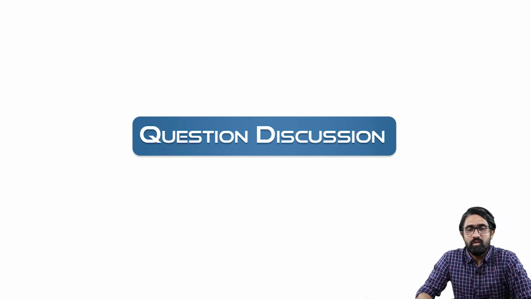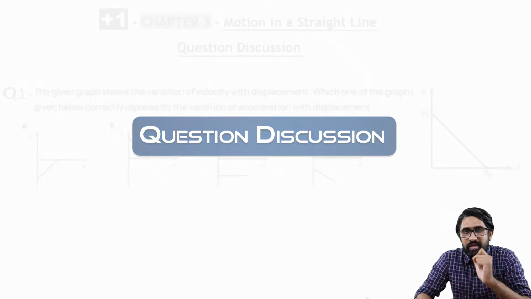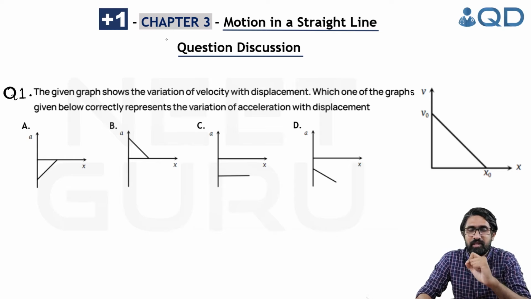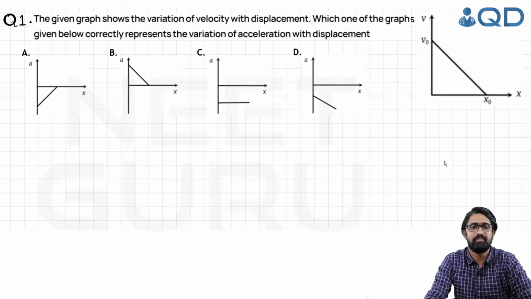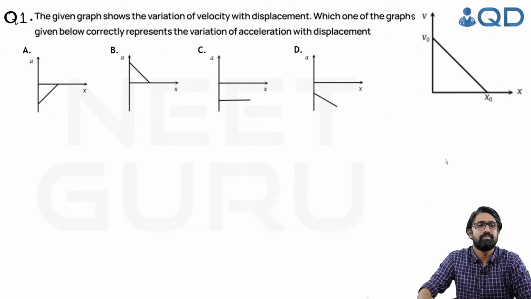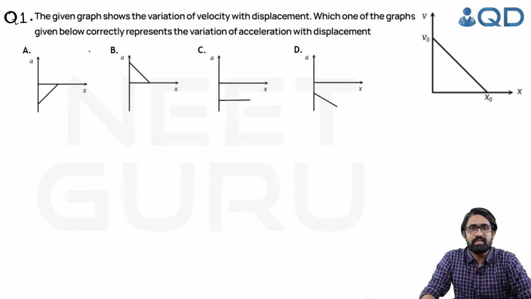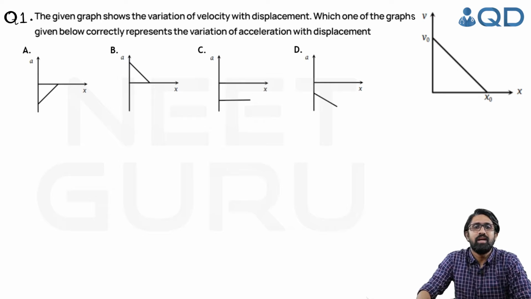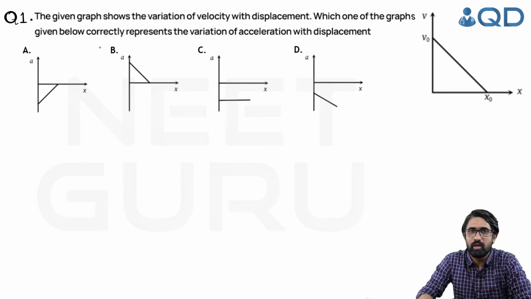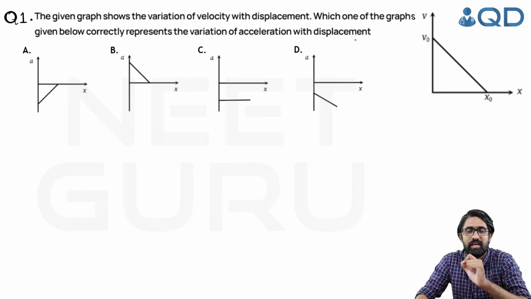Hello, we'll now discuss some selected questions from the third chapter in Plus 1 Physics, that is motion in a straight line. The first question says, the given graph shows the variation of velocity with displacement. Which one of the graphs given below correctly represents the variation of acceleration with displacement?